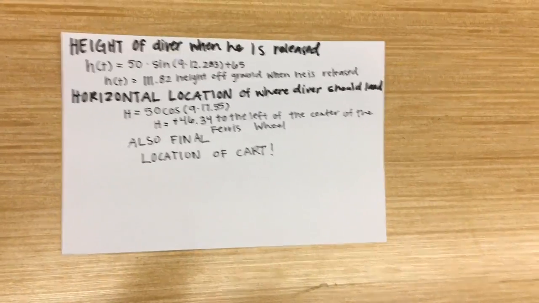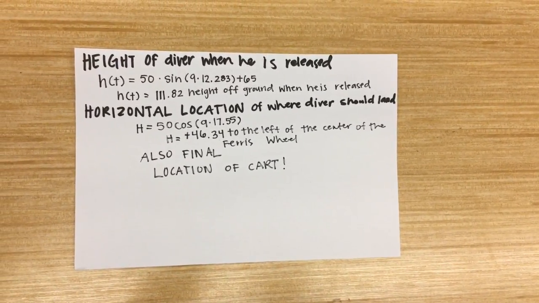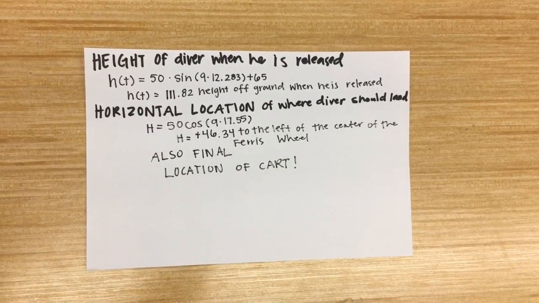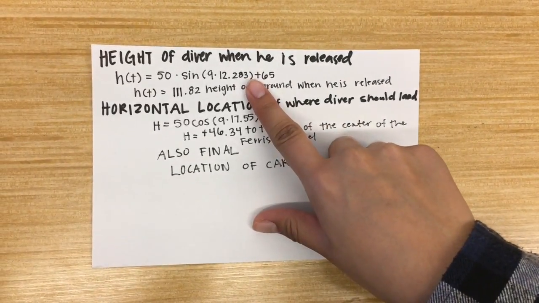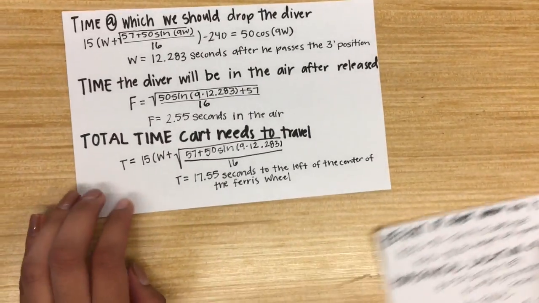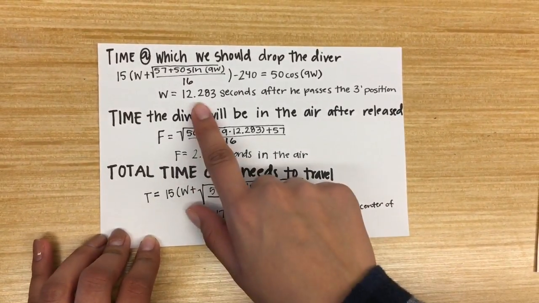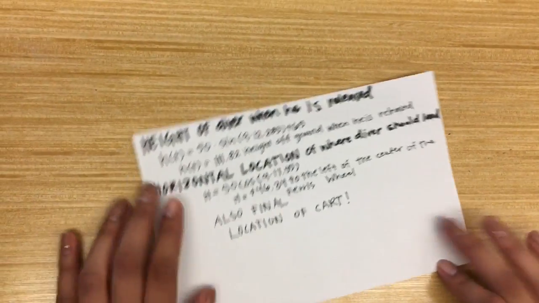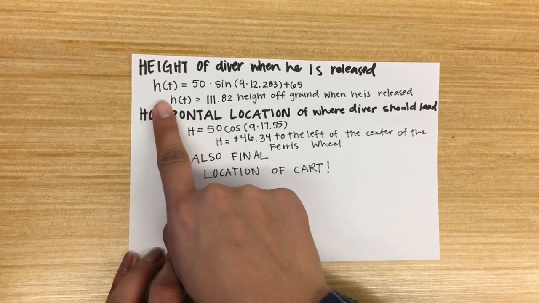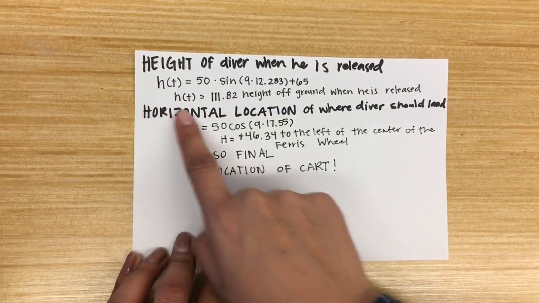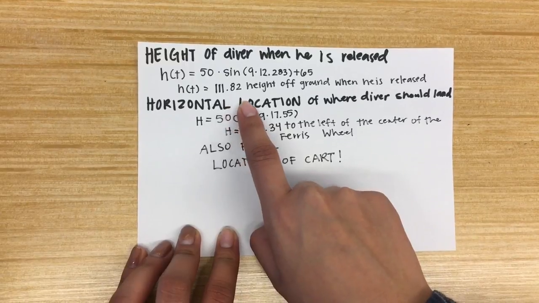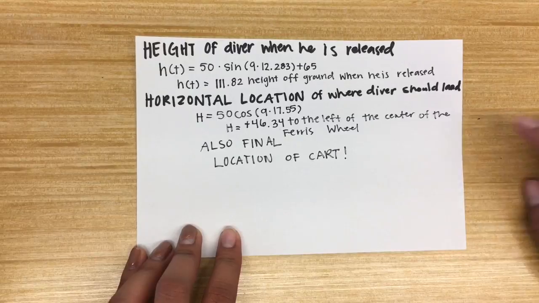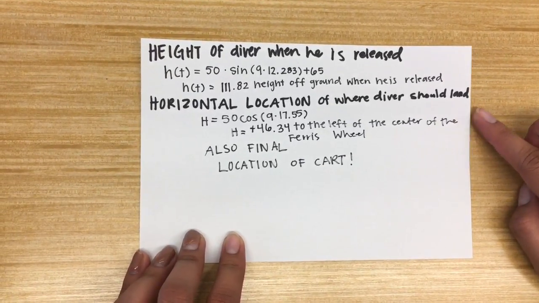Hi, my name is Marlene, and we're going to be talking about the height of the diver when he's released. So the way you get the height of the diver when he's released, you use the number that we used before, which is the 12.283 seconds from when he passes the 3 o'clock position. And that gives us his height when we put it into the height of the diver equation, and that's 11.82 feet off the ground.